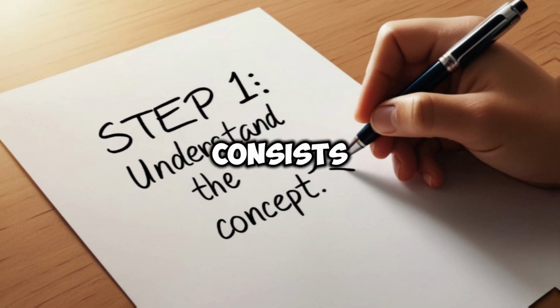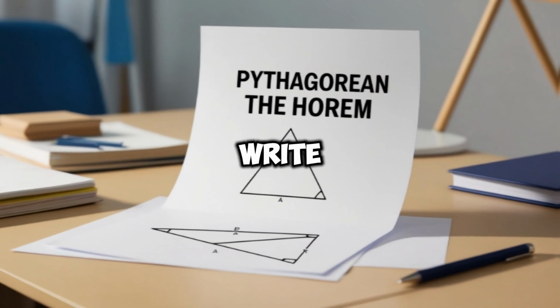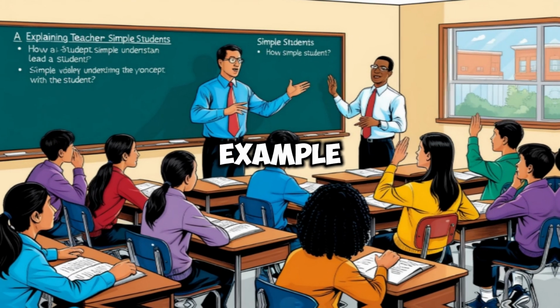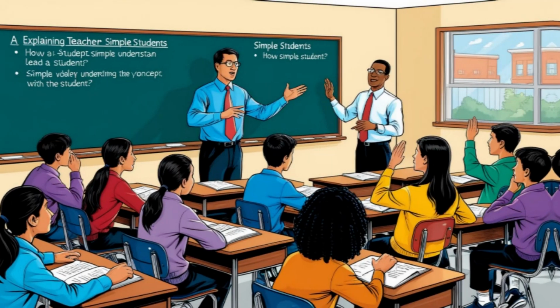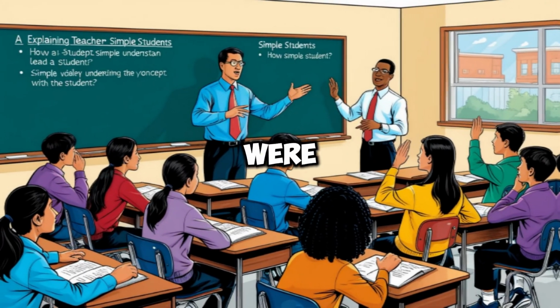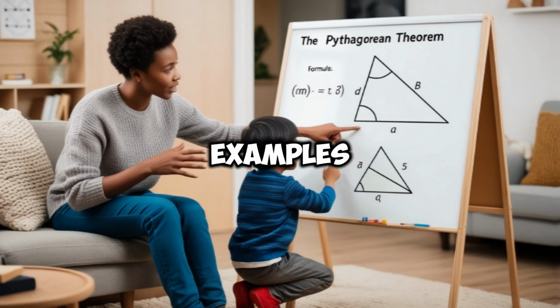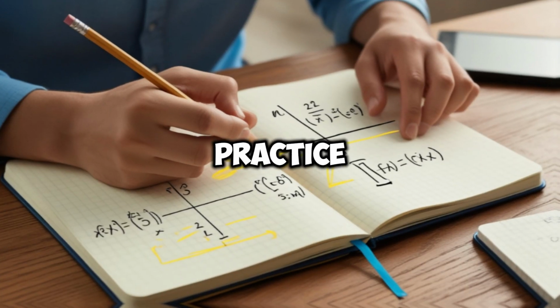The process consists of 4 steps. Step 1. Take a sheet of paper and write the topic at the top. For example, Pythagorean theorem. Step 2. Explain the concept in simple terms, as if you were teaching it to someone. Don't just stick to definitions.